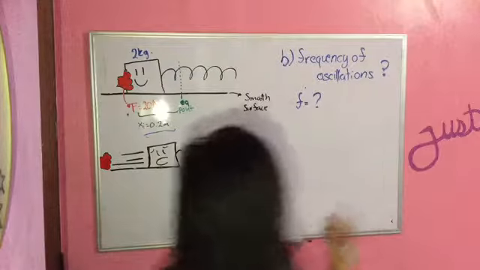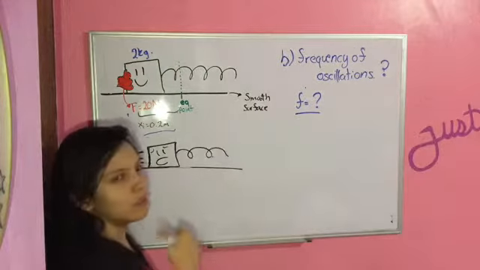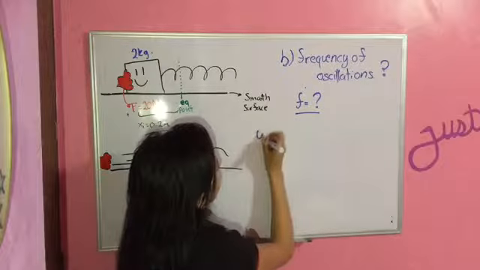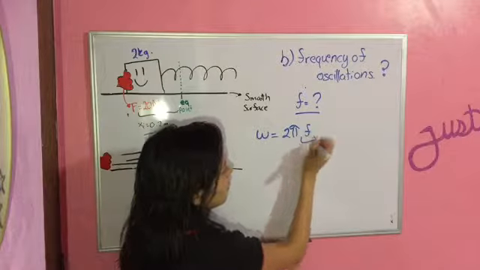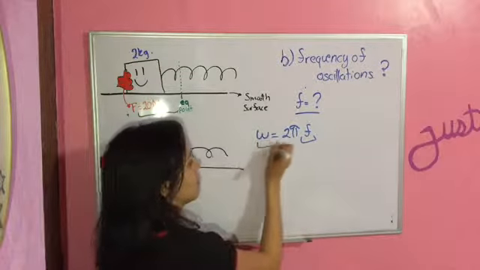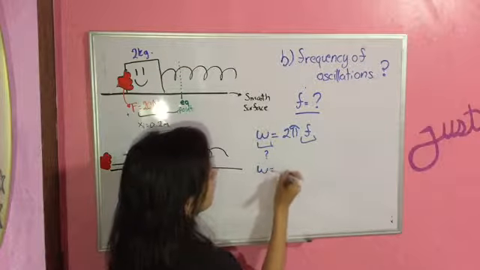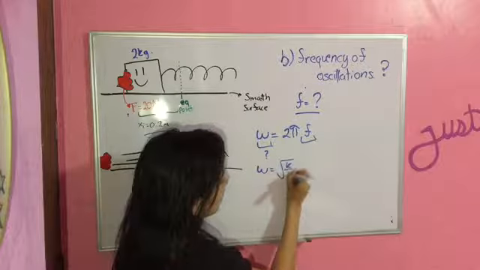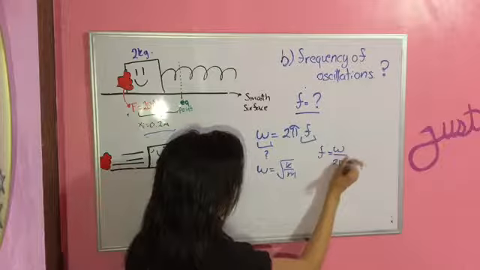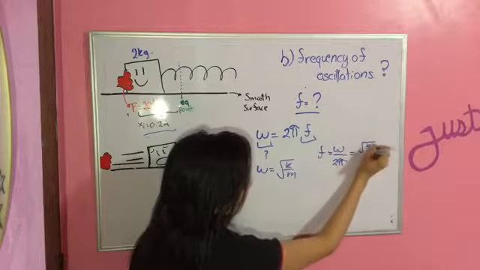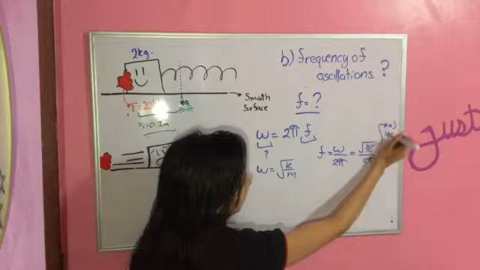The second question asks for the frequency of oscillations. We already know that the angular velocity is 2 pi times the frequency. We only have to isolate this frequency, but the only problem is that we don't know omega. But we know an equation that will be useful to us, that omega squared is equal to k over mass. And we already know the value of the spring constant, and we know the mass of the object.